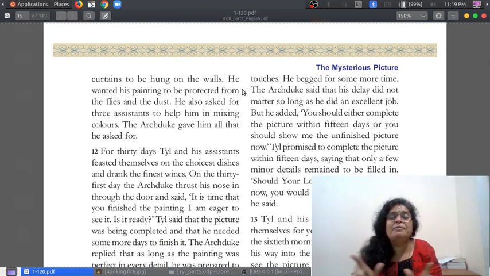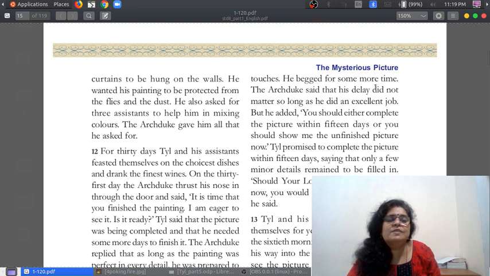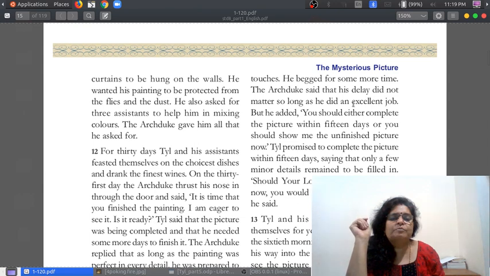Finishing touches. He begged for some more time. The Archduke said that his delay did not matter so long as he did an excellent job.